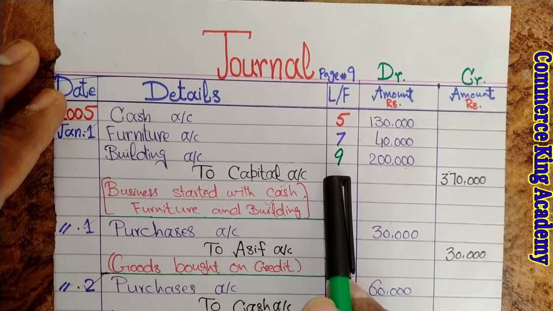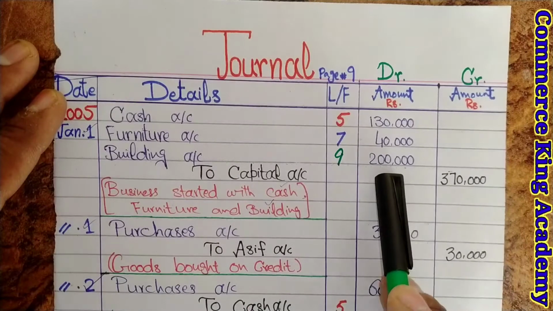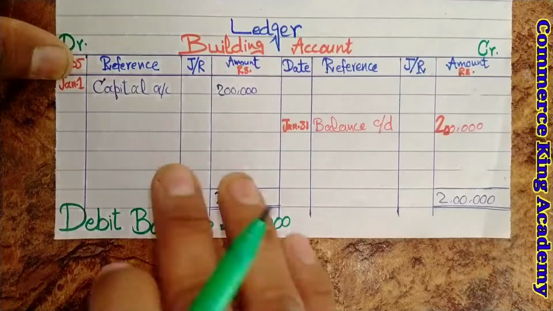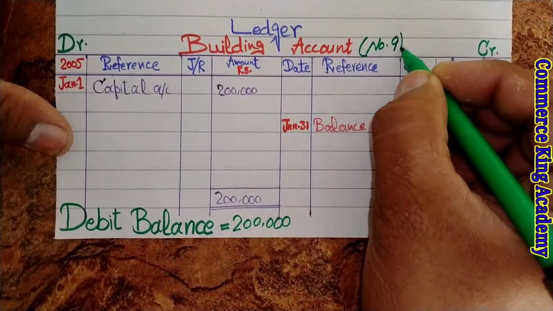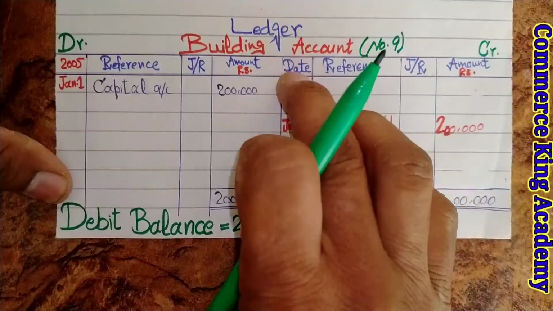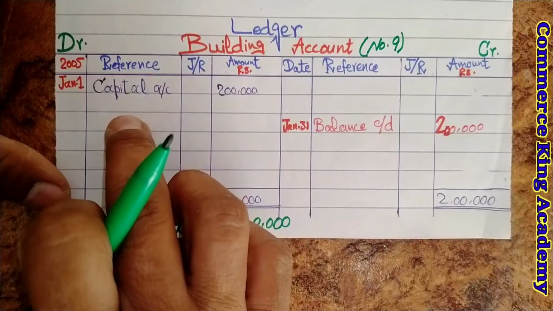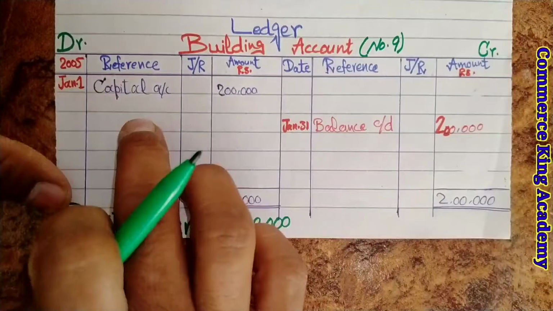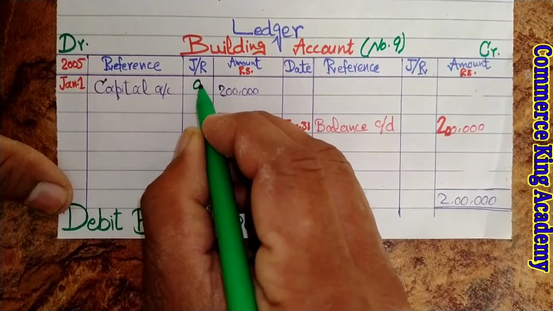Ledger folio number 9. So building account debit by capital account amounted 200,000 rupees. So you can see here, this is the ledger of building account with ledger folio number 9. Okay. These are the debit side and credit side. So building account debit by capital account on dated Jan 1st. Journal reference or page number is 9.